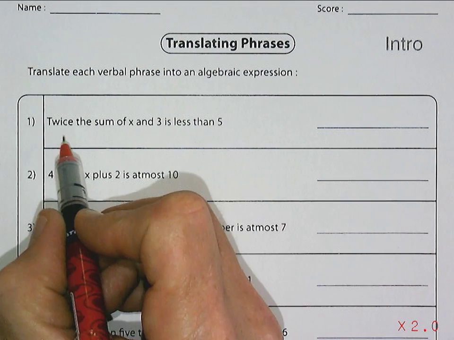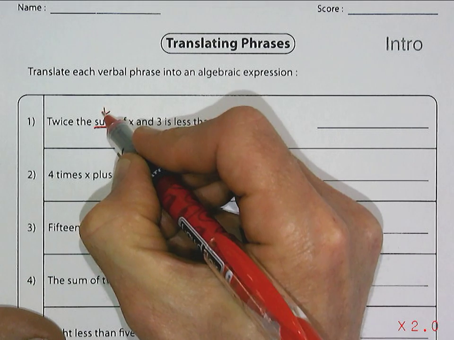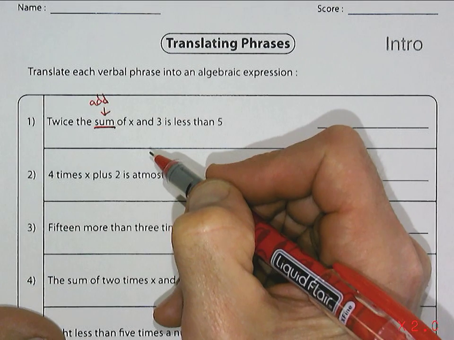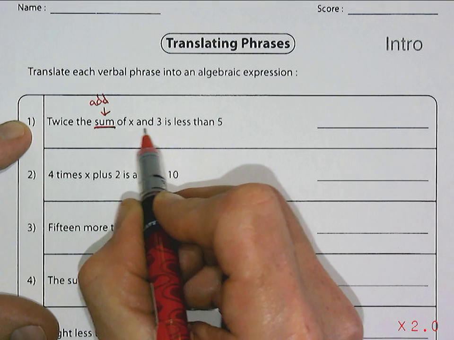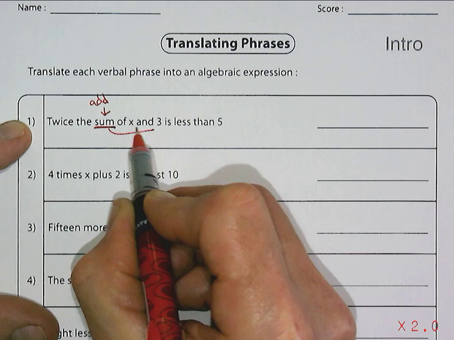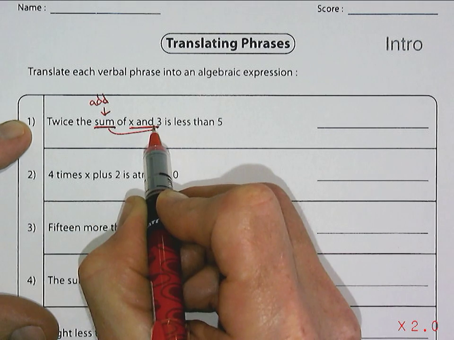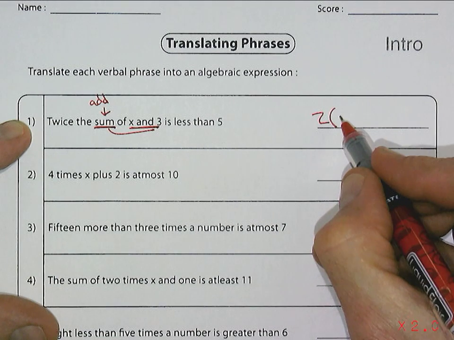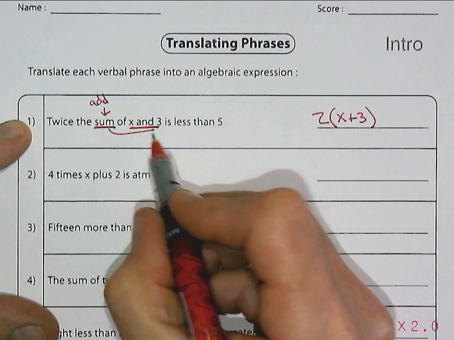So this one says twice the sum, and that word sum means addition. So we're going to add when we see sum. Twice the sum of x and 3. So now it's the sum of these two things, and twice the sum of these two things. So twice, I'm going to use parentheses to separate. Twice the sum of x and 3.